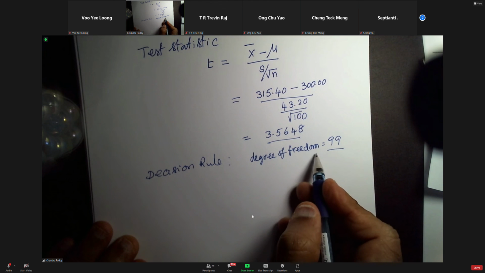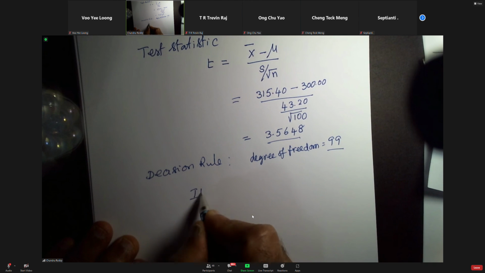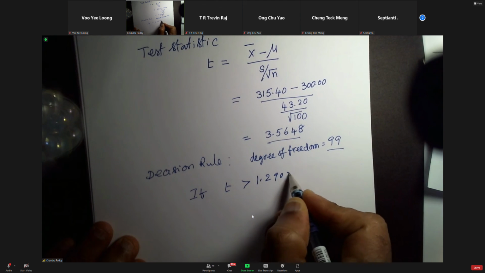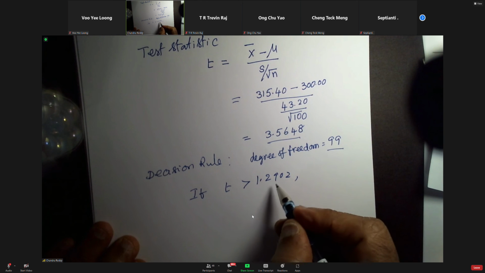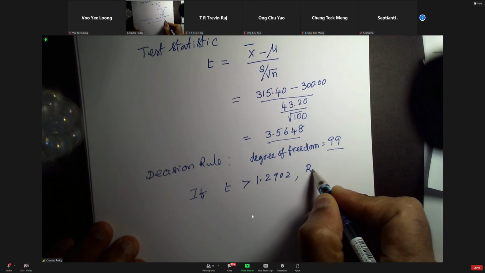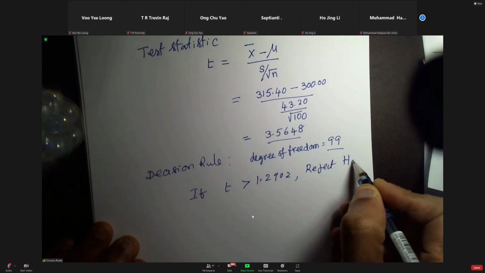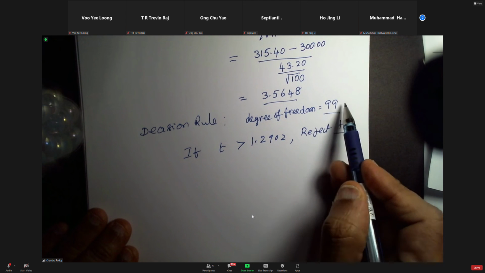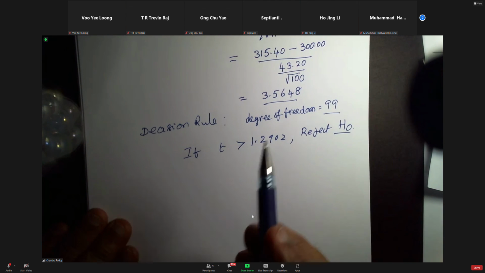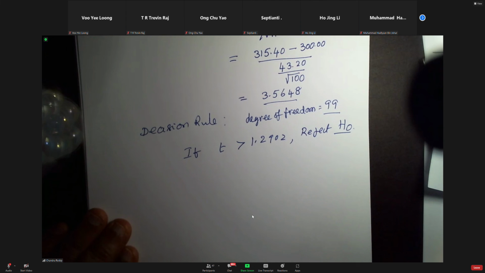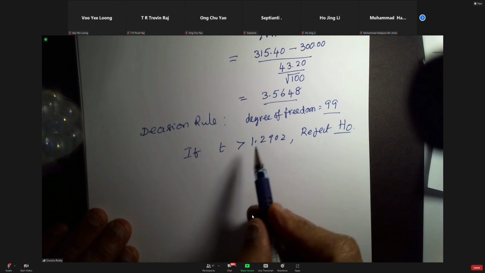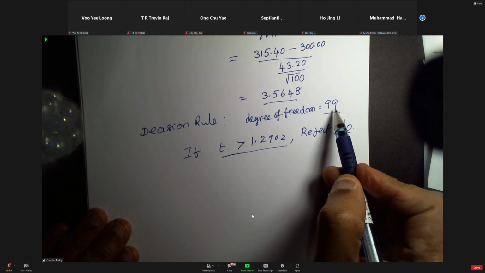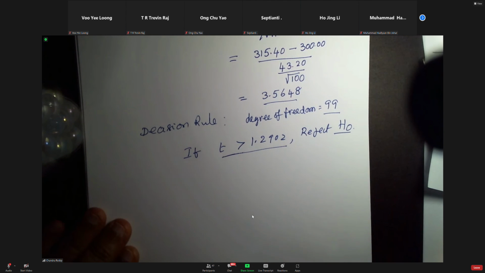The calculated value is 3.5648. So if T is greater than 1.2902, which is the critical value, then reject the null hypothesis. So we need to refer to the T value for the degree of freedom of 99 and at a significance level of 0.10. You can get this value from the T distribution table for a degree of freedom of 99 and for alpha of 0.10.